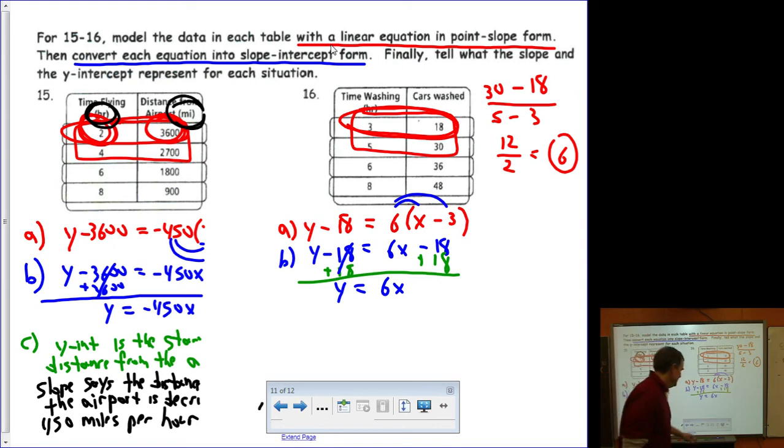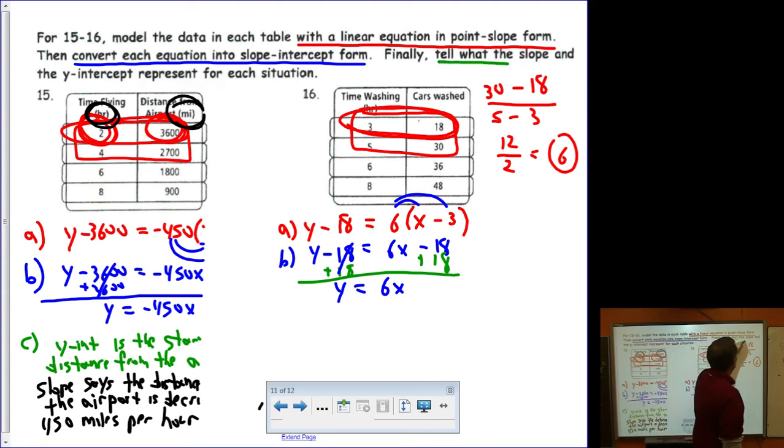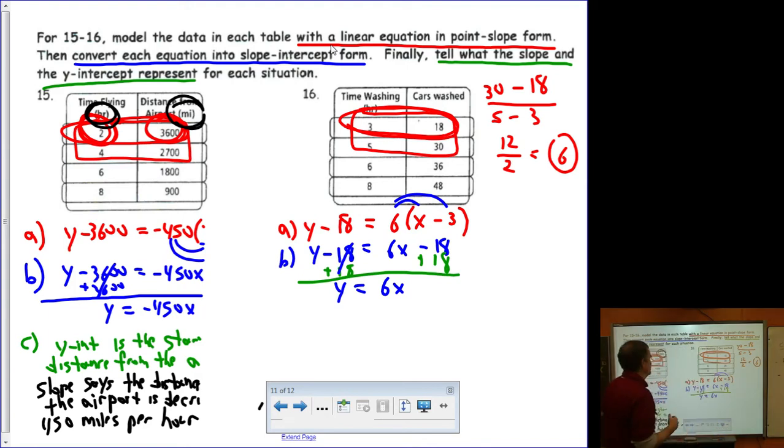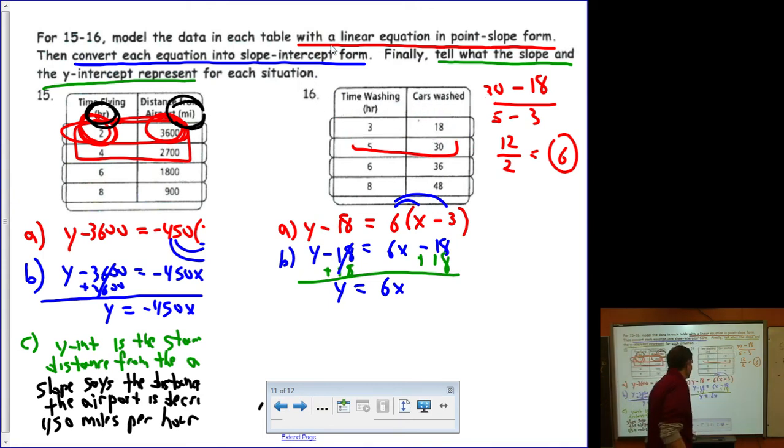All right, part C is asking me, tell what the slope and the y-intercept represent. All right, so they always represent the same thing, right? The y-intercept always represents the initial amount, or the amount when x is 0. In this case, x is my time washing cars. So the y-intercept is going to be how many cars I've washed in 0 hours. And the slope, well, let's do the y-intercept first.